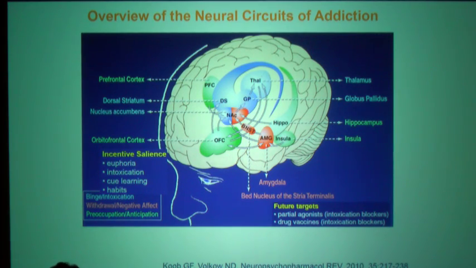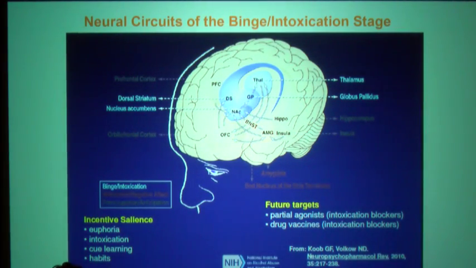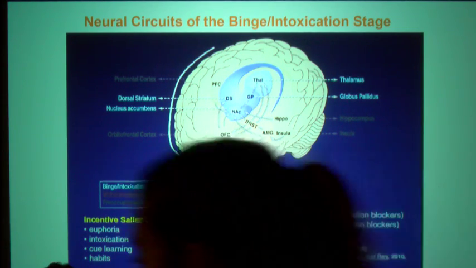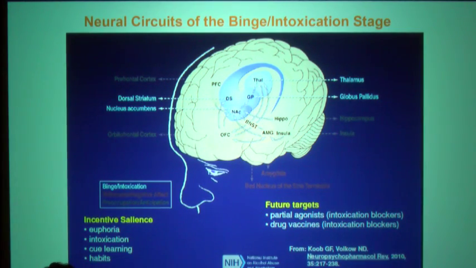Okay, so first are the neural circuits of the binge intoxication stage. This is the fun part. This is your reward system. It's really focused, if you can see up there, in that middle structure called the nucleus accumbens. Basically the whole reward system functions within a set of brain structures called the basal ganglia. Primarily the nucleus accumbens, which sends projections up to the dorsal striatum and also up through the globus pallidus and into the thalamus. And you'll hear about the thalamus a lot, both in addiction and in pain talks.